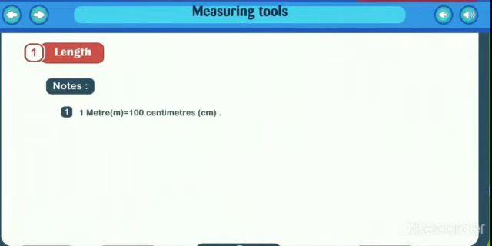Note, 1 meter equals 100 centimeters, because meter is a big unit. 1 kilometer equals 1000 meters. So 1 kilometer equals 1000 meters and 1 meter equals 100 centimeters. So the very large unit of length is called kilometer and the smallest unit of length is called centimeter.